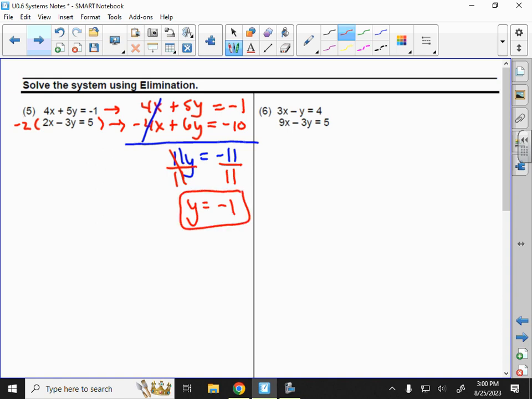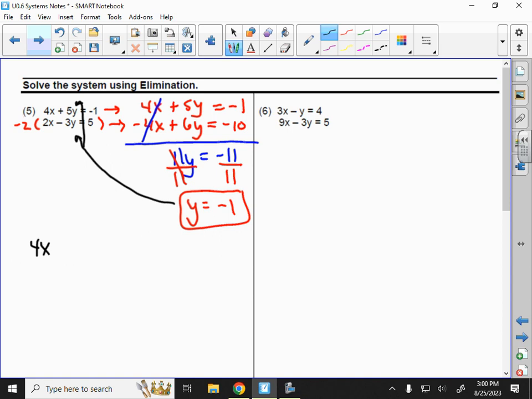So now I want to find the x coordinate. To find x, I'm going to take y equals negative 1, and you're going to plug it into either equation. You can plug it into the bottom one, or you can plug it into the top one. You'll get the exact same answer, so it's up to you. I'll just plug it into the top one.